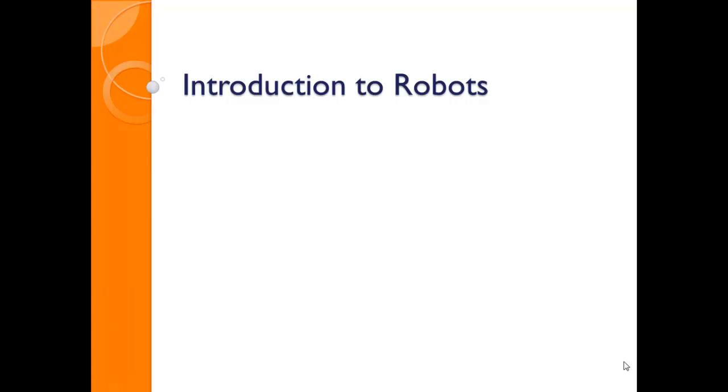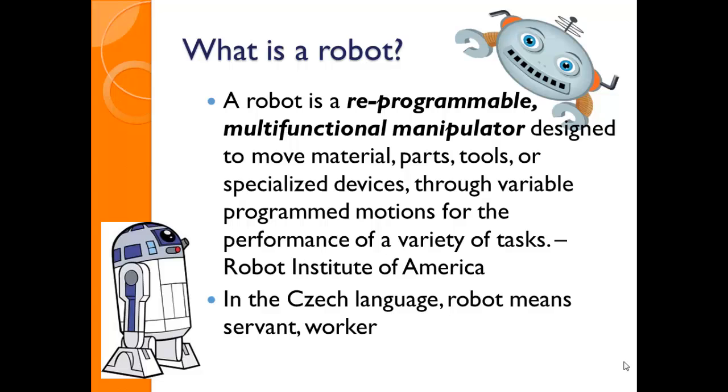So this is a brief introduction to robots, right? What is a robot? Okay, it's a reprogrammable, multifunctional manipulator. Those are the three key words: reprogrammable, multifunctional, and manipulator. It can move materials, parts, tools, special devices, okay? And it has programmed motions. It can perform a variety of tasks. That's the definition supplied by the Robot Institute of America.